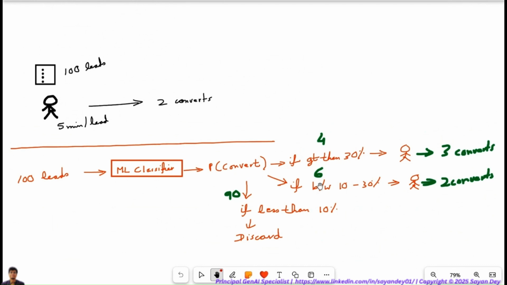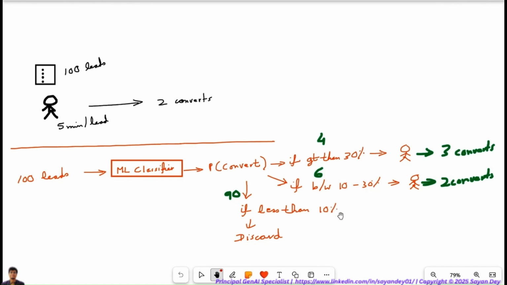So we have a less than 10% chance of conversion, and 90 of these leads are like that. So there are 90 of these leads where the probability of conversion is less than 10%. And because it is less than 10%, there's almost no likelihood of conversion. So you discard these leads. Now we can debate about these threshold values. I'm just taking a ballpark number, but typically in the real world, this number will be much lower.